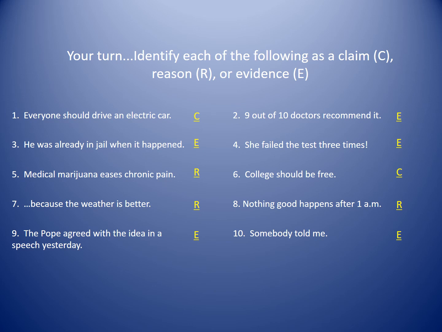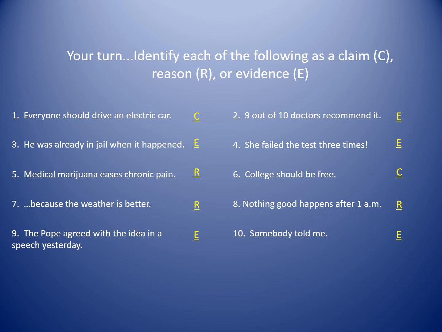Number 5, medical marijuana causes chronic pain. I could see this as a reason for a claim that medical marijuana should be legalized. Number 6, college should be free. Again, there's that word should suggesting that this is a claim. Number 7 is a reason. The presence of the word because is what gives it away. That word is almost always followed by a reason.